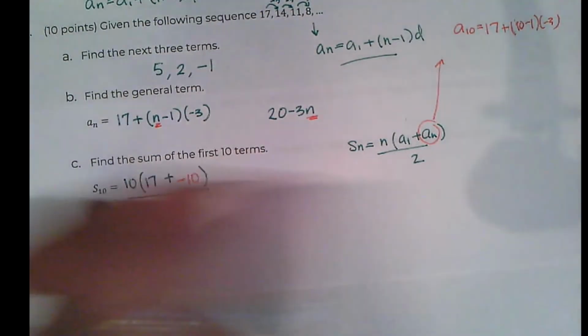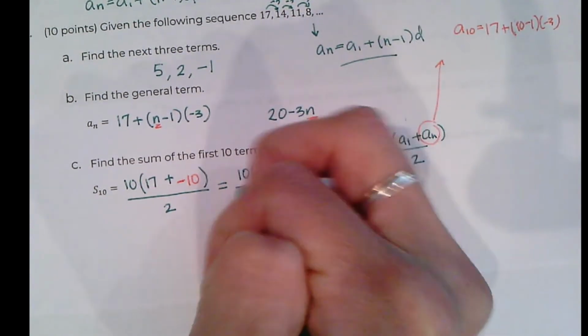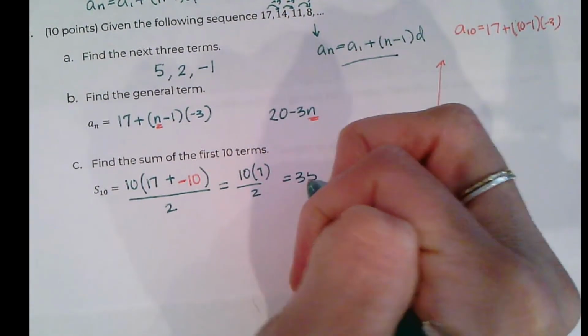And then we can do this calculation. Again, you can do it in stages. You can do it all at once. Looks like we're going to get 35.